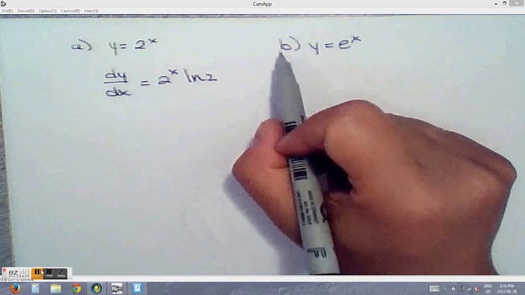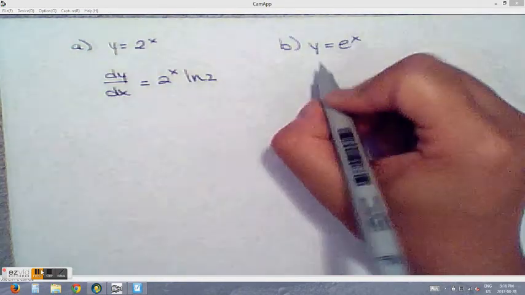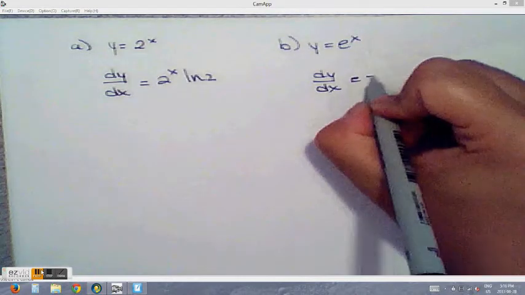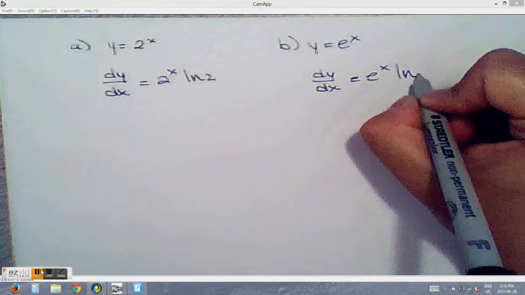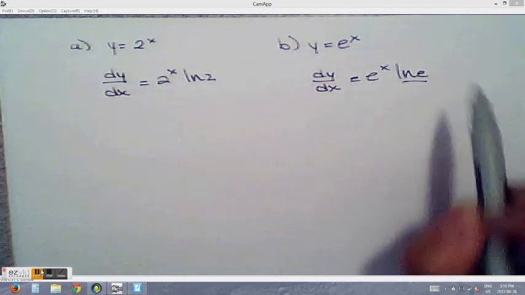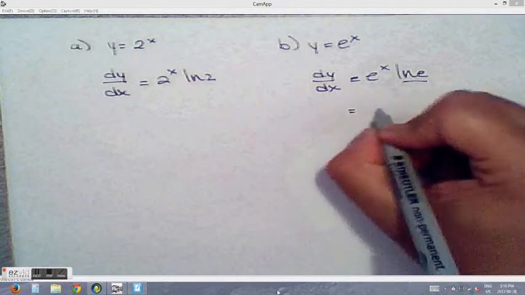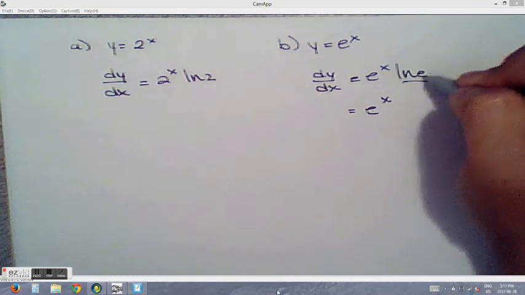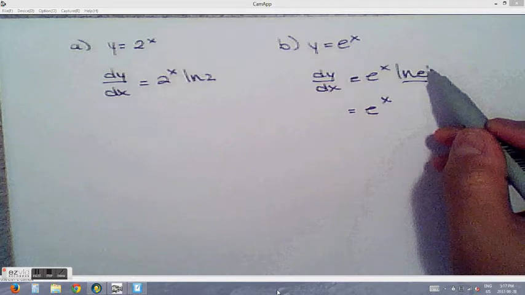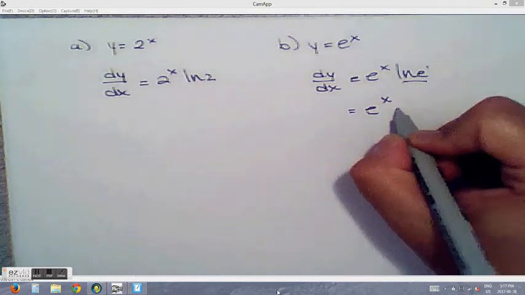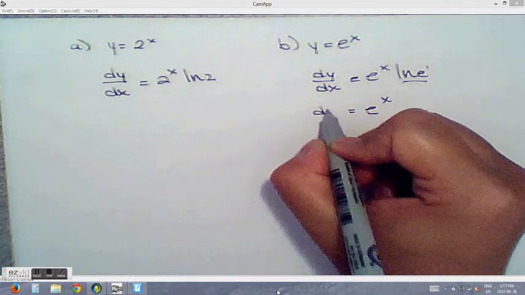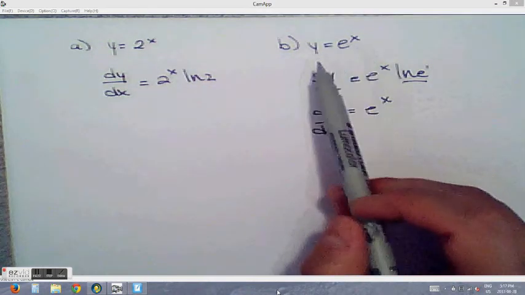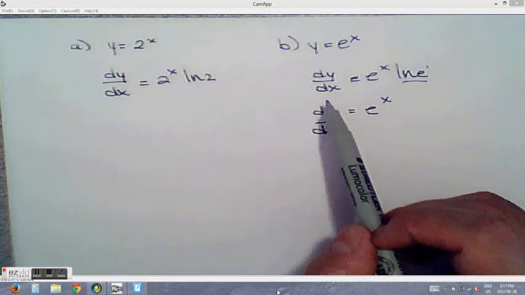So B, y equals e^x. dy/dx is equal to e^x ln e. And we know that ln e, from the last lesson, is simply equal to 1, because e is to the exponent of 1. So we're just left with e^x again, which we already know, that the function y equals e^x is equal to its own derivative.